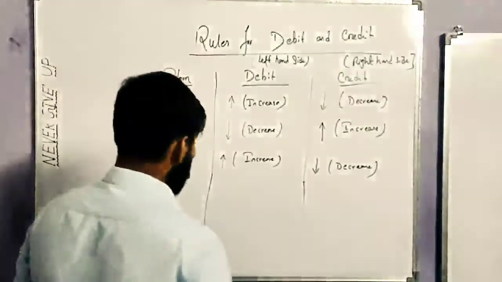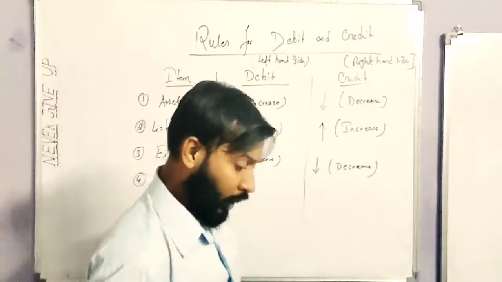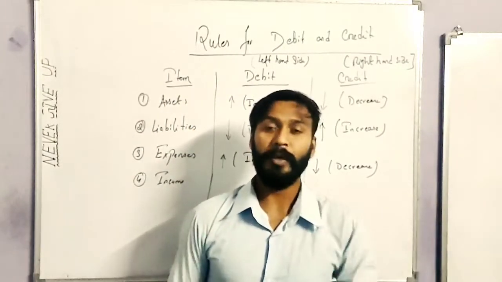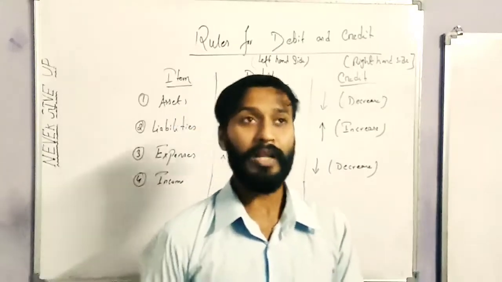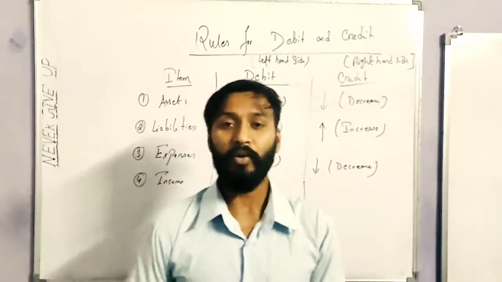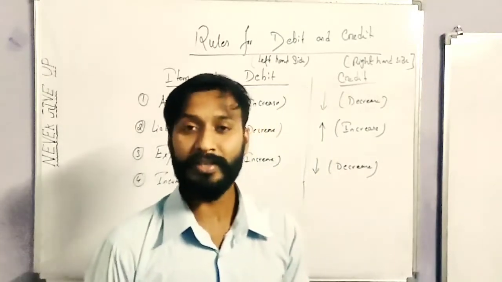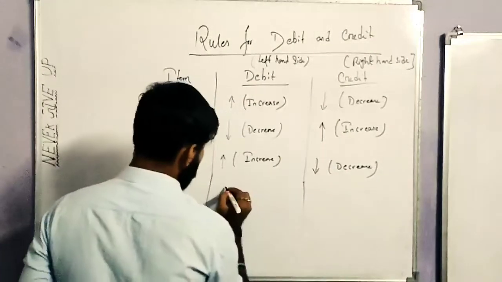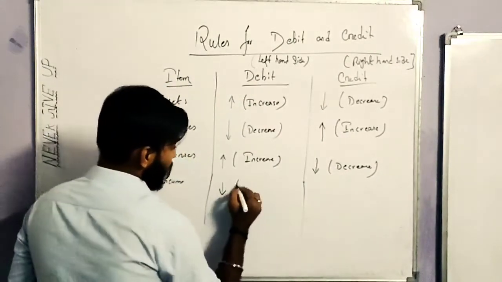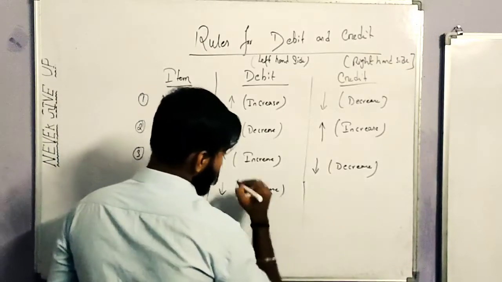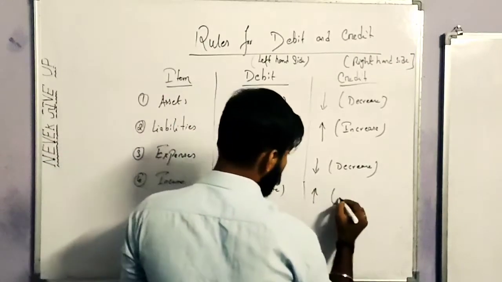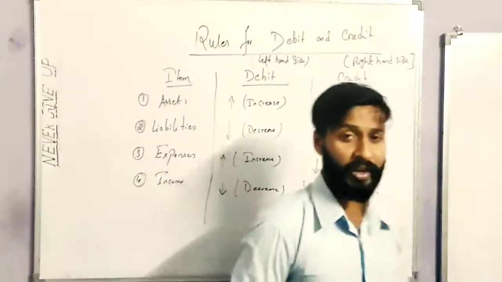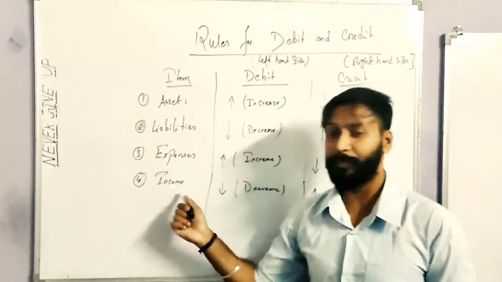Now come to the income. We have various items of income: whatever the business earns, profit, or if the business gets any discount from other parties, that will come under income and will be recorded as income. So income also has rules of debit and credit. In income, if you record any item on the debit side, the amount will decrease. If you record any item on the credit side, the amount will increase. So these are the rules of debit and credit of assets, liabilities, expenses and income.